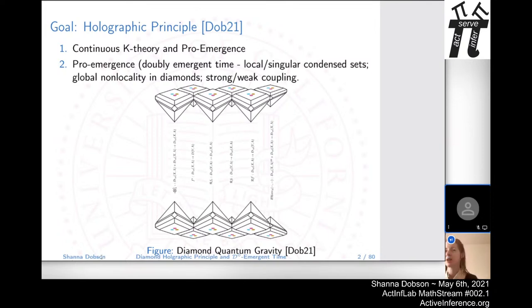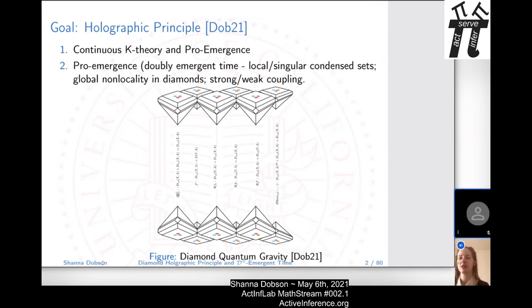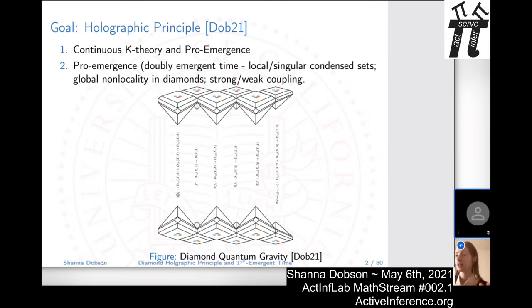So for this pro-emergence, I am fascinated by time, and I want us to get into it. How does active inference see these time streams? Are there little local times with little thicknesses around them? In this idea of mine, pro-emergence, you have a doubly emergent time that's emergent on two fronts. You have a local singular condensed time, which is the time that we all experience. I'm presenting to your lovely community at 9:06 a.m.; this is Shanna's now. But there's also Alpha Centauri's now and the unicorn constellation's now. So there are all these different nows, and whose now is what. You have this local singular time, and then this global time, where what I'm going to push for is a non-locality in the diamonds.